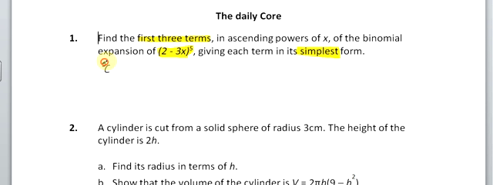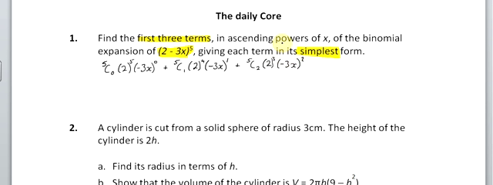So 5 choose 0, the first thing in the brackets, which is 2 to the power of 5, and the second thing in the brackets to the power of 0. That's my first term. Then my second term, 5 choose 1, and then we're going to have 2 to the power of 4. Notice how this is going to go down, and that's going to be multiplied by the second thing, and that's going to go up from 0 to 1. Now the third term, 5 choose 2, and we're going to have 2 to the power of 3, and then we're going to have (minus 3x) squared. Okay, there's my first three terms.